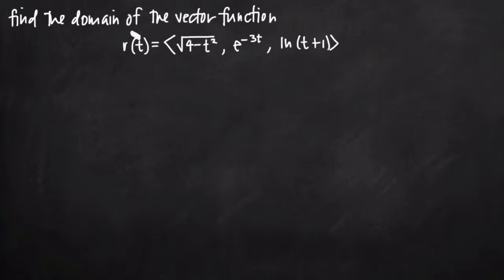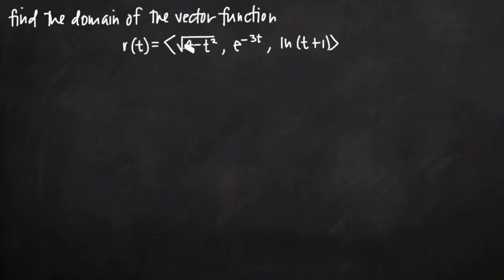This equation is written as a vector function. T here is the parameter, and each of these three components are basically parametric equations. Now how are we going to find the domain of a vector function? Conveniently, all we need to do is find the domain of each one of these separately and then combine our answers to see which values are limiting our domain.